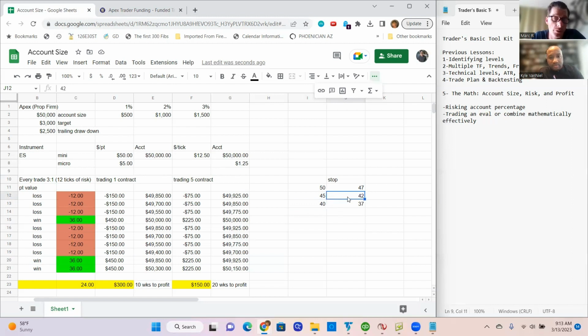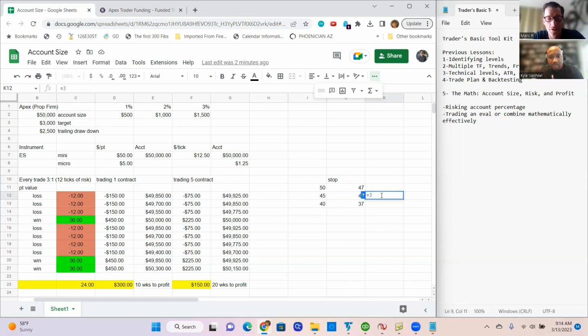Sure, 45 gets you out of 42, and then you get in 2 points lower. But the math doesn't really work. If you just put all your stops at 37, your average price is 45. Now, instead of risking 3, you are risking 5 points. So if you're risking 5 points, you gotta get creative with the math here, right? So if I'm gonna have 3 contracts risking 5 points, try and follow me here.